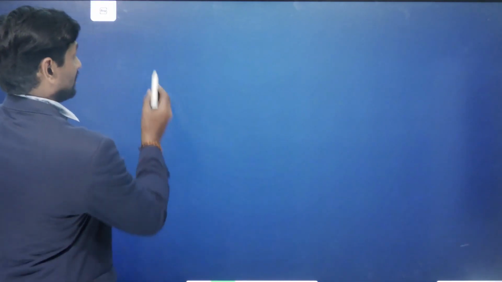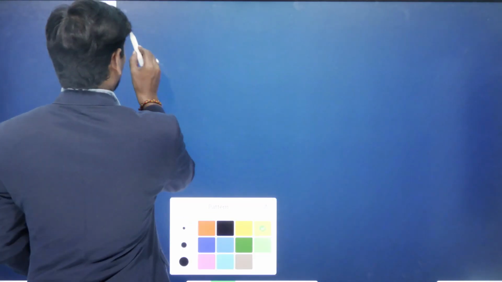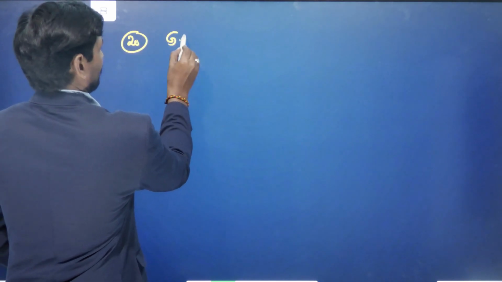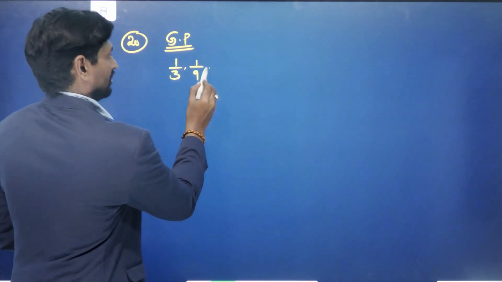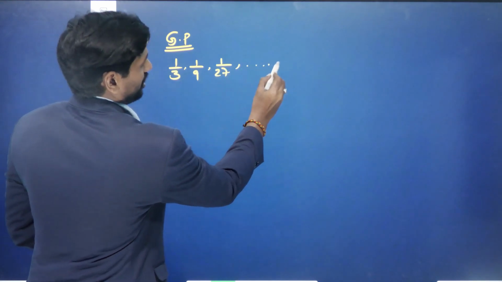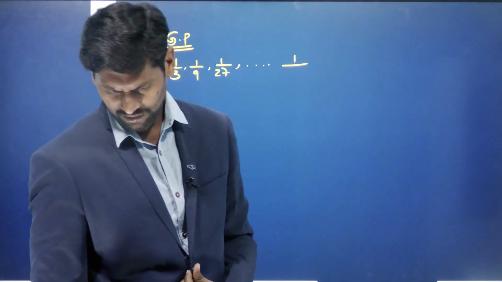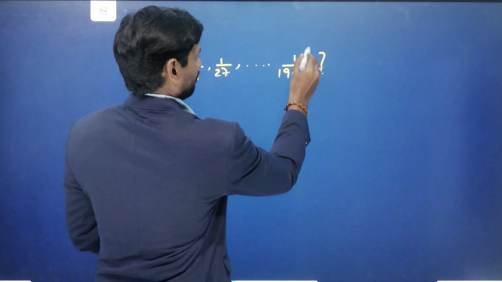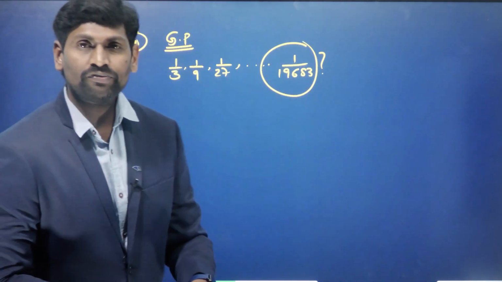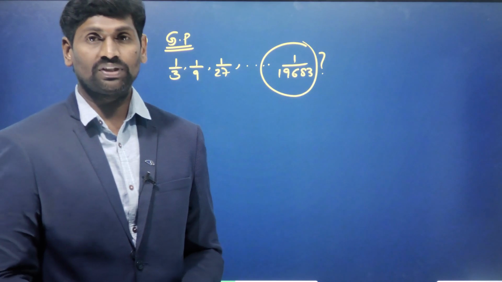Which term of the given GP is asked, I think question number 20. The given geometric progression is 1/3, 1/9, 1/27 and so on, up to 1/19683. Which term is this one? Will it be the 5th term, 10th term or 12th term? That we should find.